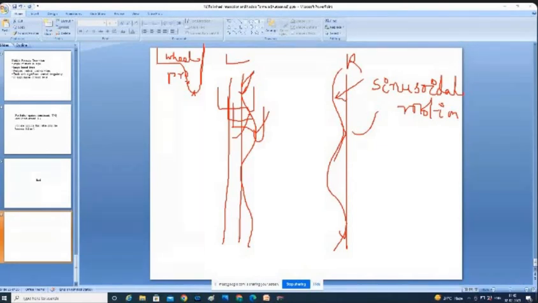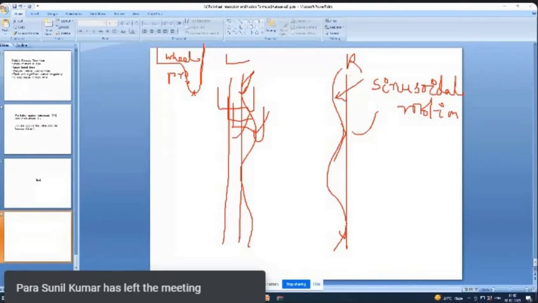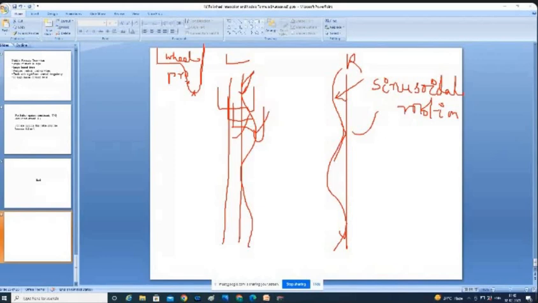Then only it will touch. Otherwise it will not. Okay. So that means this is the normal movement of our wheel set over the rail table. So this is the way.